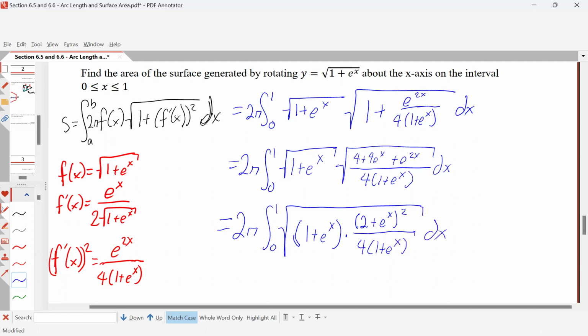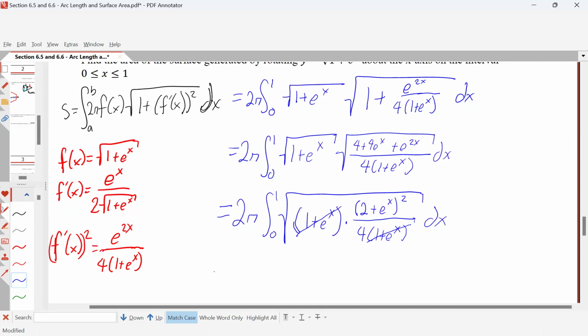dx. Now, because we're multiplying fractions, this 1 plus e to the x and this 1 plus e to the x can cancel, leaving us with 2 pi integral from 0 to 1 of 2 plus e to the x squared over 2 squared, all under a square root. So these pieces are both something squared, so we can cancel the square root. So we have 2 plus e to the x all over 2 dx.